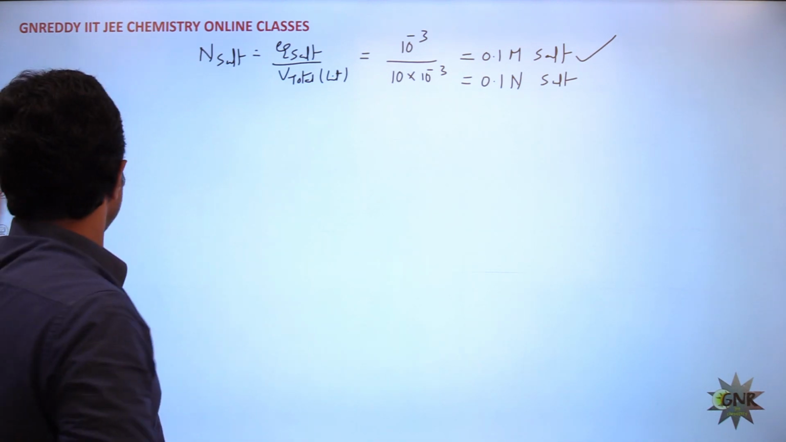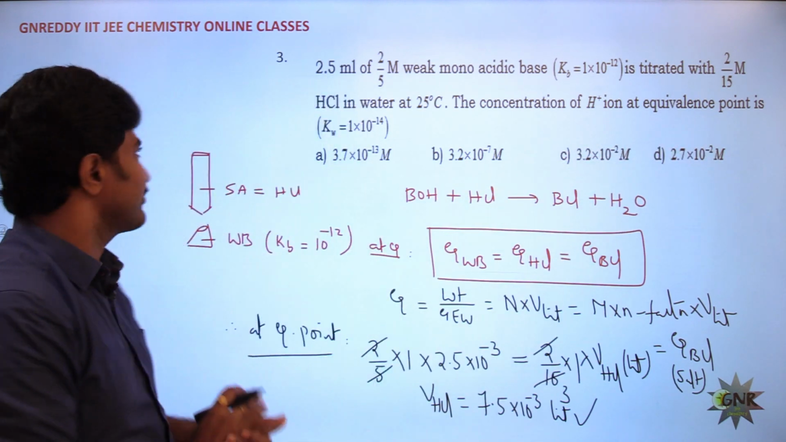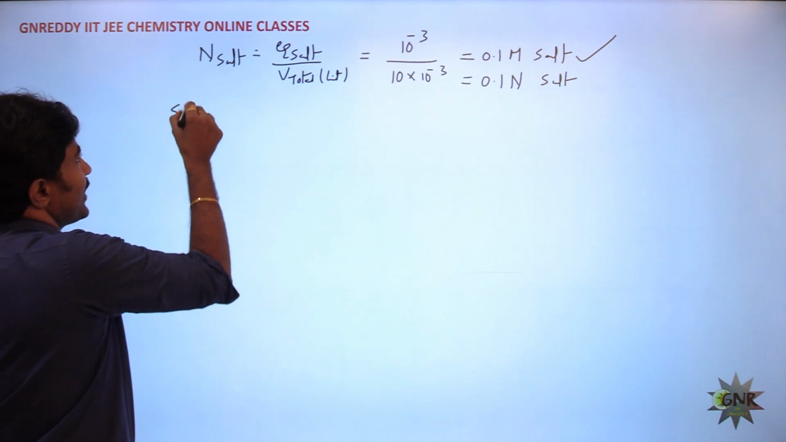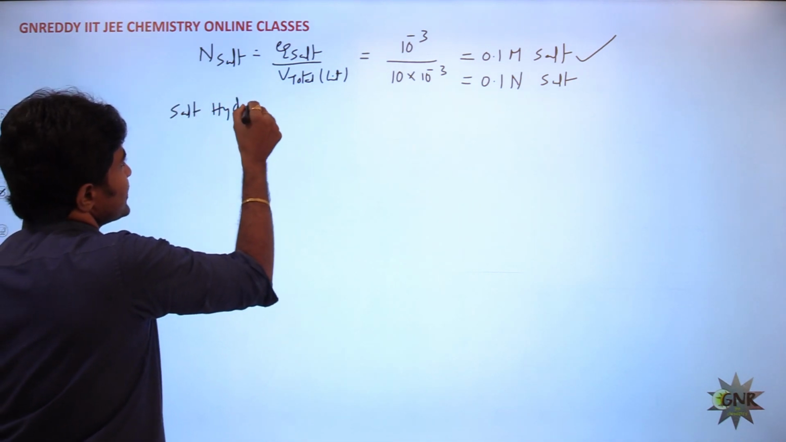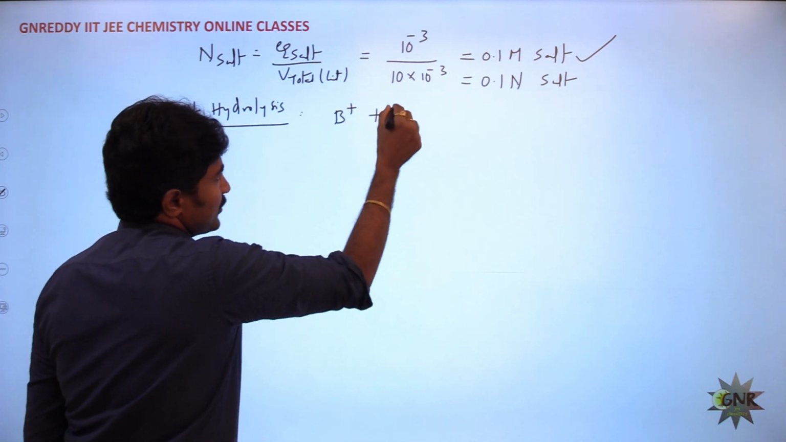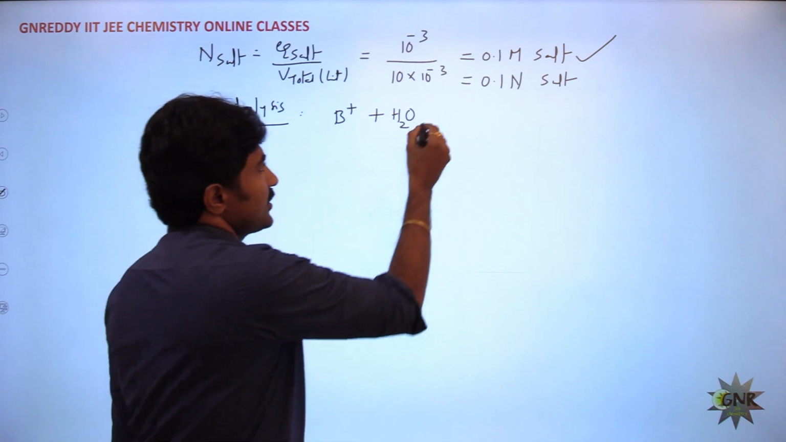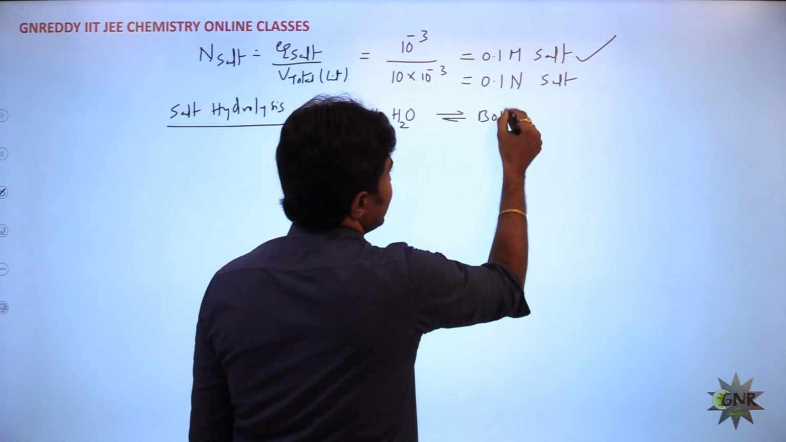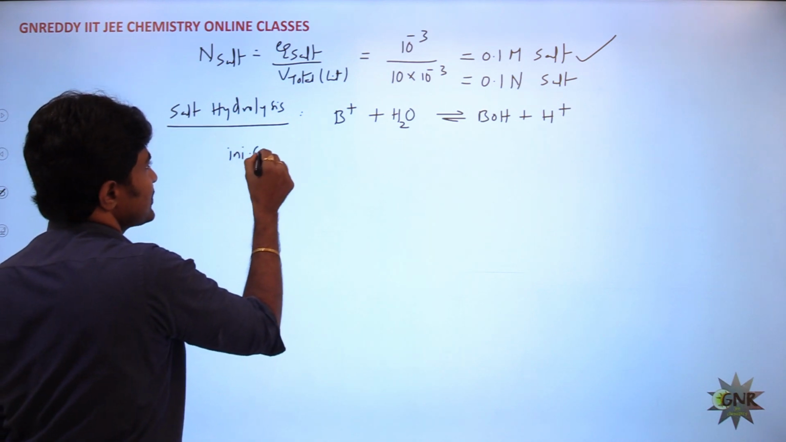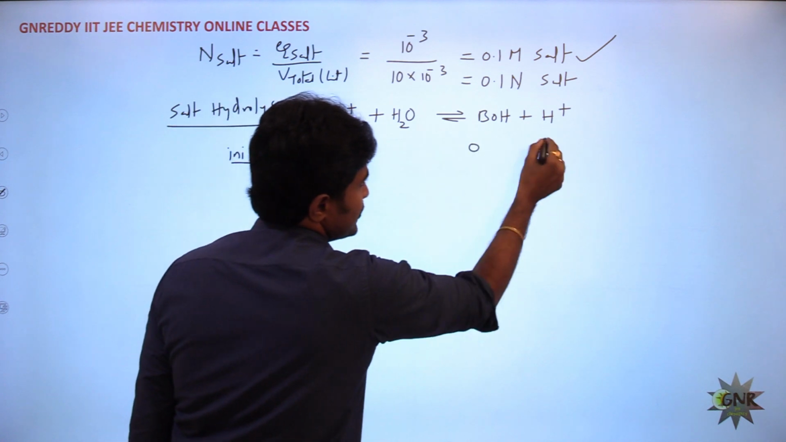So now we have to find the corresponding H plus ion concentration at the equivalence point. Here the formed salt undergoes salt hydrolysis. What is the salt hydrolysis? Actually B plus interacts with water, because it is a stronger counter ion coming from a weak electrolyte, and it gives back again BOH and H plus. Now we know the initial concentration of this B plus: this is 0.1, and these are 0, 0.